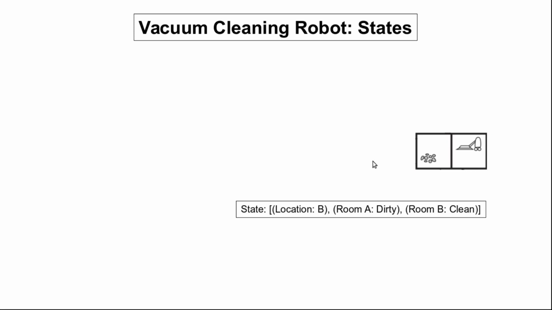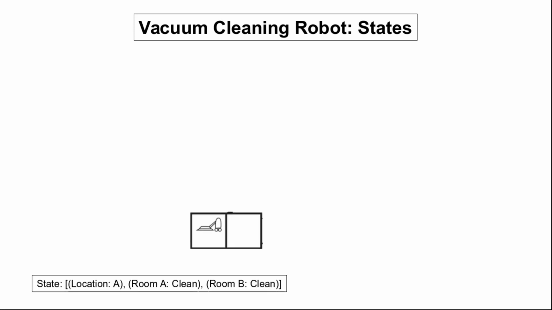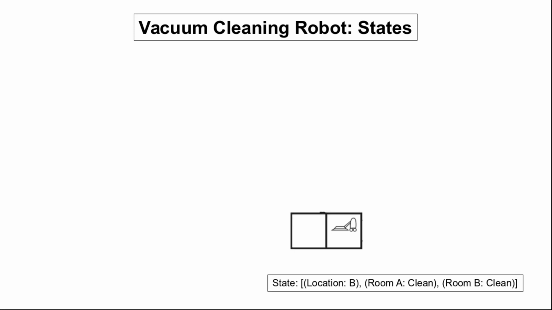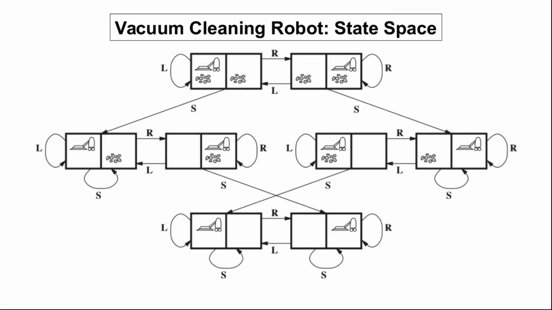And another possibility is both the rooms are clean and the robot is in room A, or both the rooms are clean and the robot is in room B. So these are the 8 different states. And now if we try to show the actions from one state to the other, we get the state space. So this is the state space for the vacuum cleaning robot.